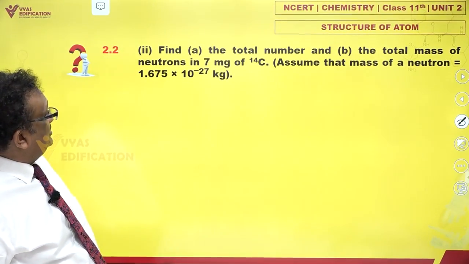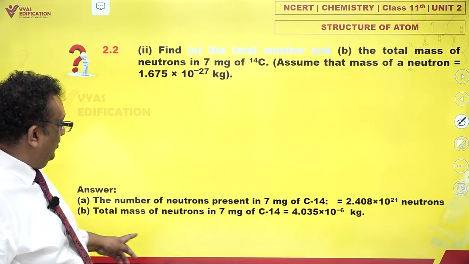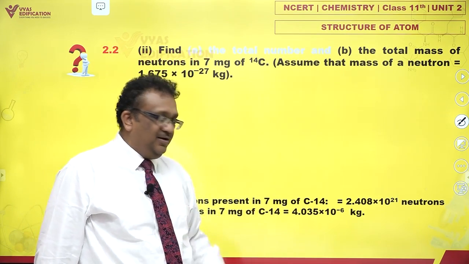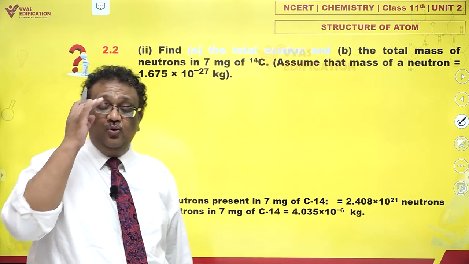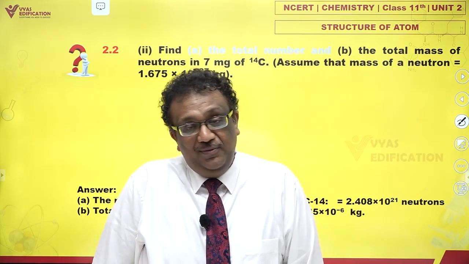What about the mass? Mass comes out to be this much. If you multiply that number, you get this ugly thing. I told you this is a stupid way of doing it. I can give you a simpler method also.